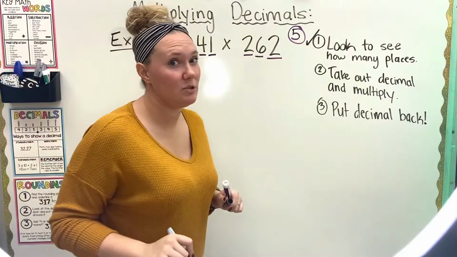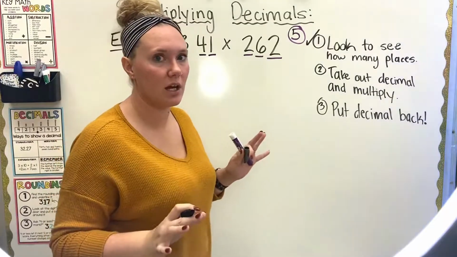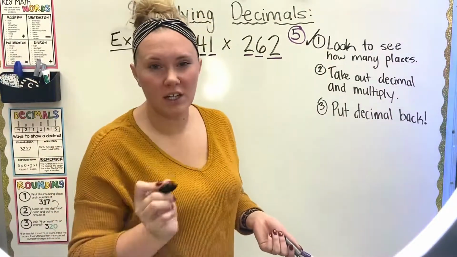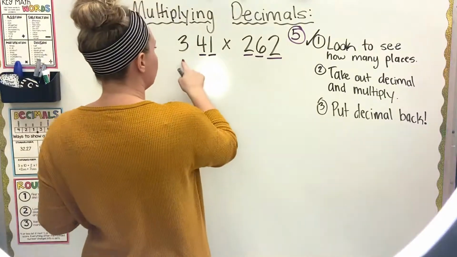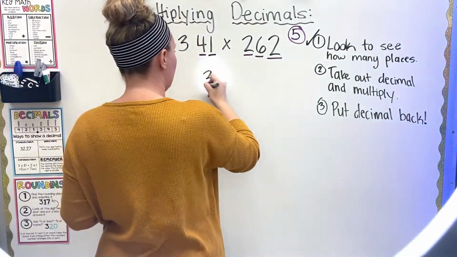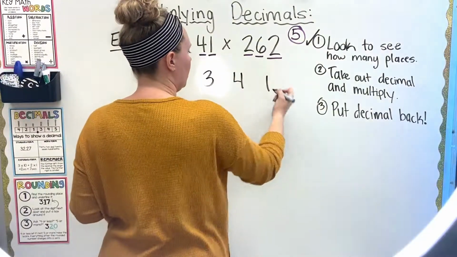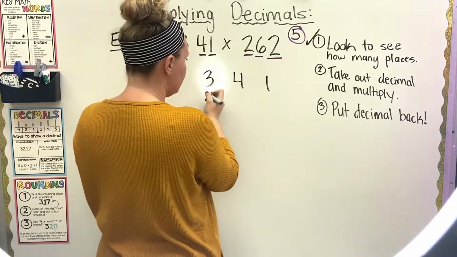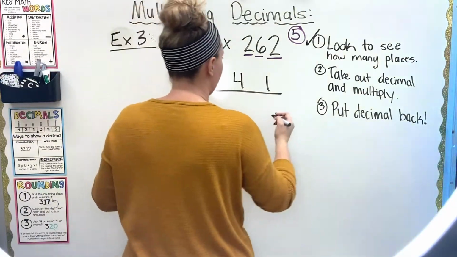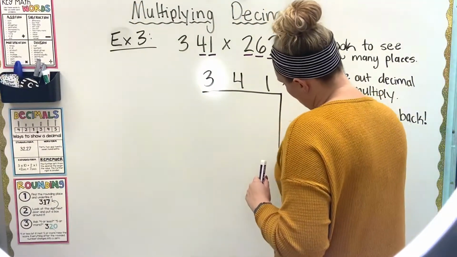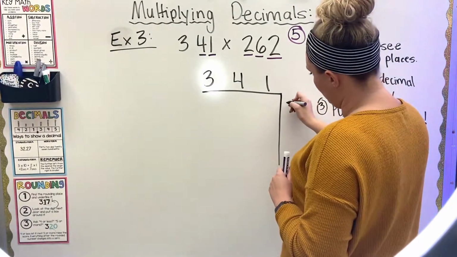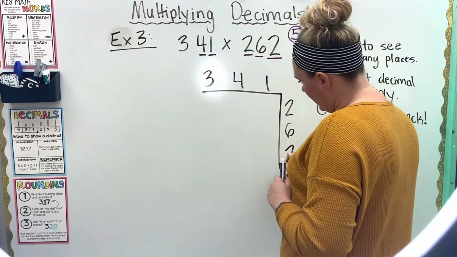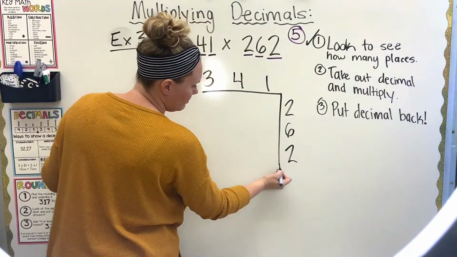Now, this is a 3-digit by 3-digit lattice, so you've got to be extra careful with how you draw your lines, how you draw your diagonals, to make sure you don't get all wonky and then get confused. So, 3, 4, 1. Notice I spaced them out a little bit so I have room to make my boxes. 3, 4, 1. And down the side I've got 262. Now I'm going to fill in the rest of my box here.